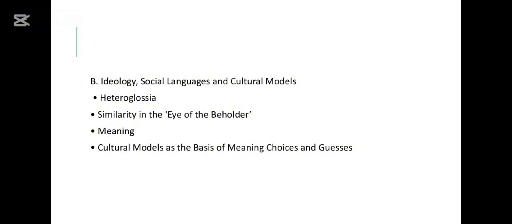Now let's proceed to the second of the basic conceptual and analytical tools that we can use to do critical discourse analysis. This is ideology, social languages, and cultural models. First, heteroglossia. James Paul Gee says that it is important to extend our discussion of social languages by pointing out that they are very often impure. That is, when we speak or write, we very often mix together different social languages. This is a practice that the Russian literary theorist Mikhail Bakhtin called heteroglossia, or multiple voices.